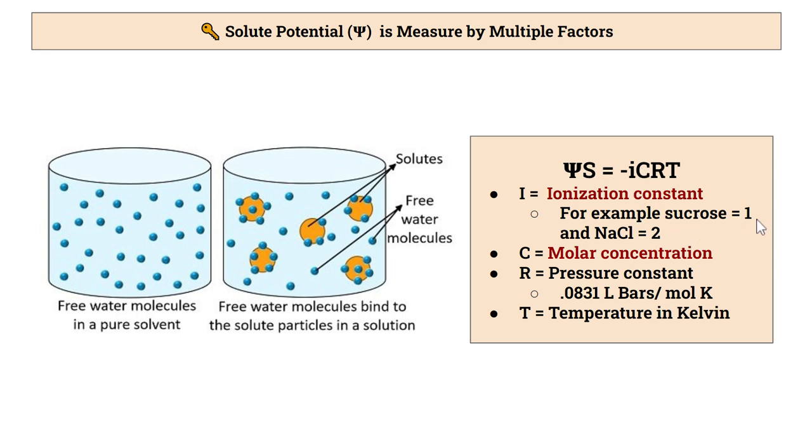Sucrose has an ionization constant of 1. Table salt, or sodium chloride, has an ionization constant of 2. Anytime you have a question with this, it will always be given to you, so you don't have to memorize any of these. Next, we have the molar concentration. This is a measurement of how concentrated the solute is in the solution. Next, we have R. This is just a constant. No matter what problem you're doing, R will always be the same. You never want to change this. And then the last one is T, which is temperature. Please realize that the temperature is in Kelvin. So if it's given to you in Celsius or anything else, you do need to convert it.